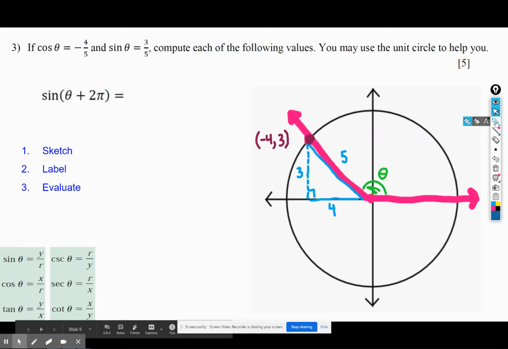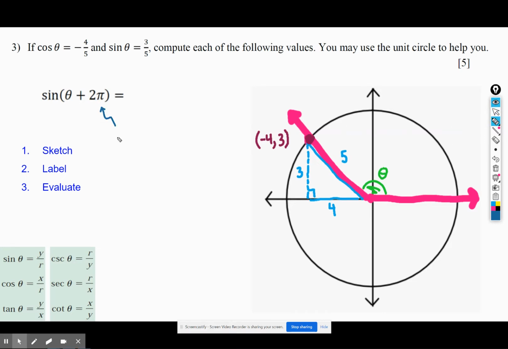Next, let's figure out the sine of theta plus 2 pi. Here we recognize that 2 pi represents a full turn around the circle. So we'll start by rotating theta and then go past it by another full turn. Now the total amount of rotation is theta plus 2 pi, which is what we want. The sine of that angle is the ratio of y to r. So here we have the ratio of 3 to 5.